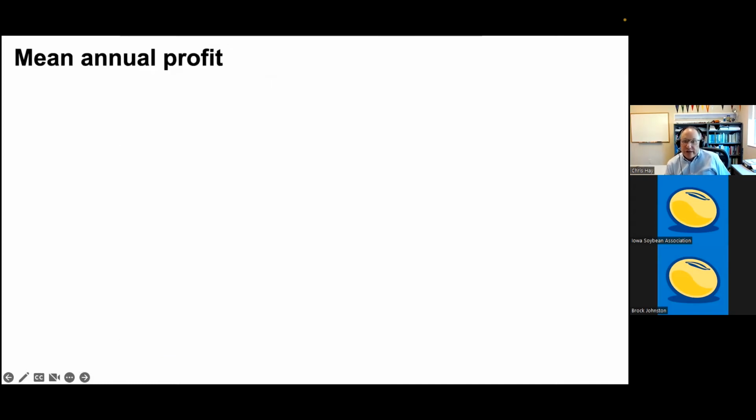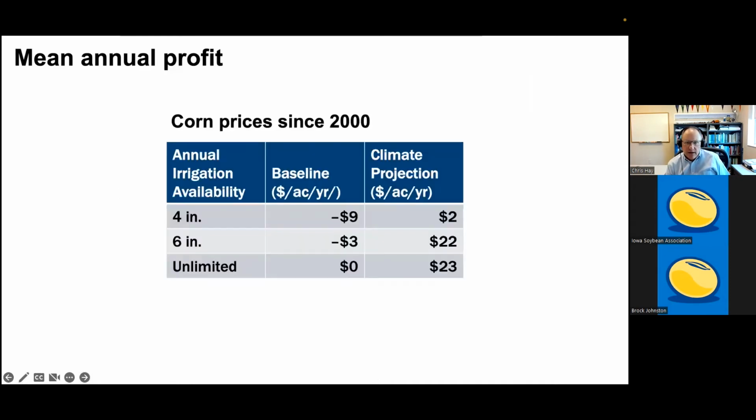Then, of course, we also wanted to look at what the potential return on investment of a system would be. And so we looked at what the mean annual profit would be for a system. Again, looking right now at continuous corn. We used corn prices since 2000 as far as what the price model was. And then with that, again, looking at different levels of irrigation water availability in that baseline historic scenario, for 4 inches of water, we're still not coming out ahead with that drainage water recycling. With 6 inches, we're starting to get closer to break even. With unlimited, we do break even.